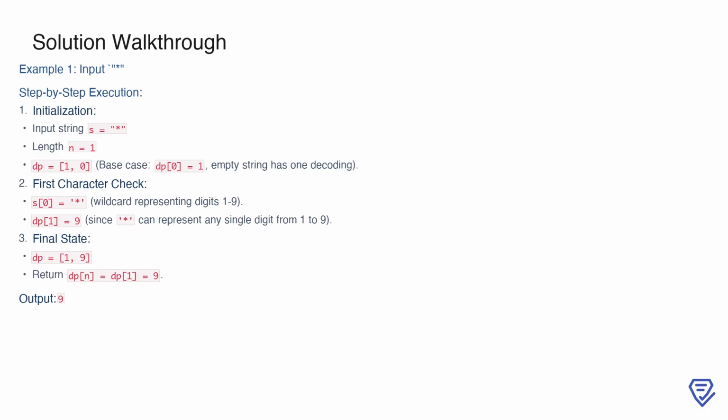The first step is initialization. Here, the string s is asterisk, its length n is 1, and we set up a dynamic programming array dp as [1, 0]. This means dp[0] is initialized to 1, which represents the base case where the empty string has exactly one valid decoding. Next, we handle the first character of the input, which is asterisk. Since asterisk is a wildcard that can represent any digit from 1 to 9, we update dp[1] to 9, as it accounts for all possible single-digit interpretations of the wildcard. The final state of the dp array is [1, 9], and we return dp[n], which is dp[1], resulting in an output of 9.